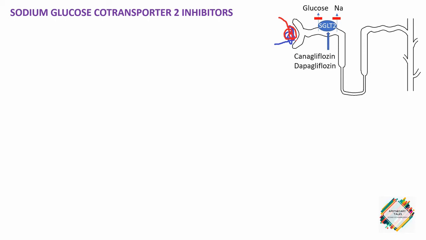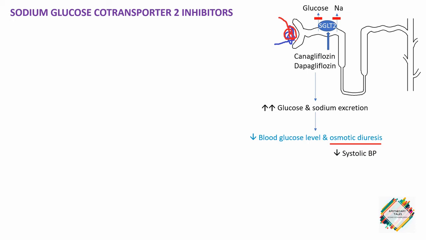So they mainly inhibit this cotransporter and thereby decrease the reabsorption of glucose, increasing the urinary glucose excretion and lowering blood glucose. Inhibition of this cotransporter also will decrease the reabsorption of sodium and causes osmotic diuresis. Therefore, people administered with this cotransporter inhibitor may reduce the systolic blood pressure. However, they are not indicated for the treatment of hypertension.